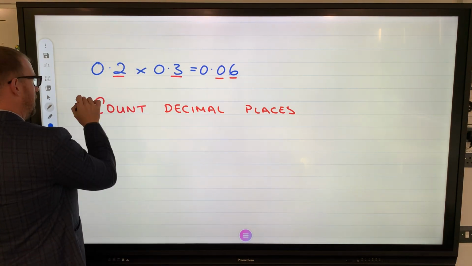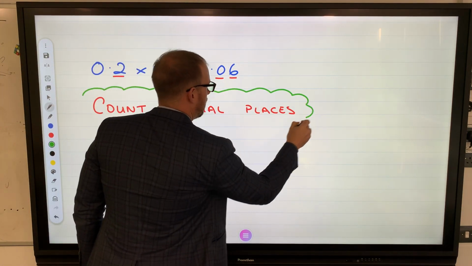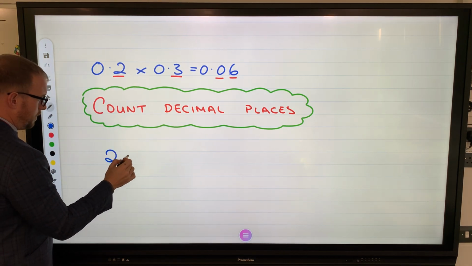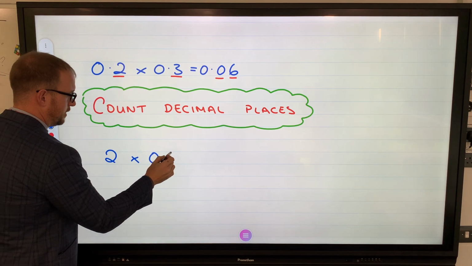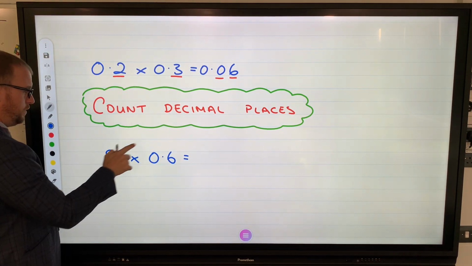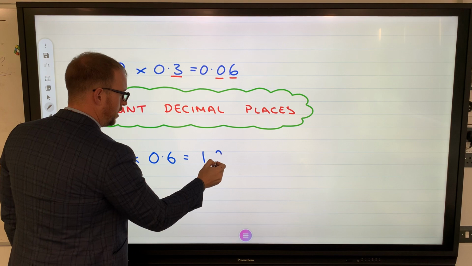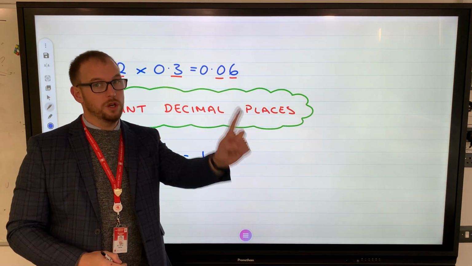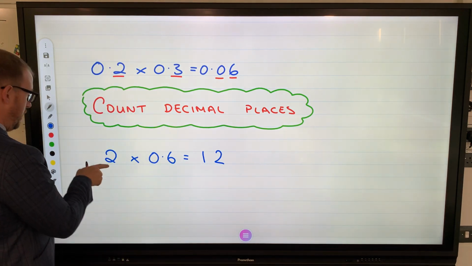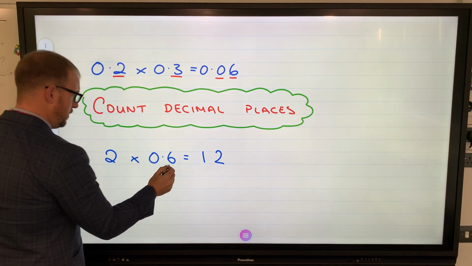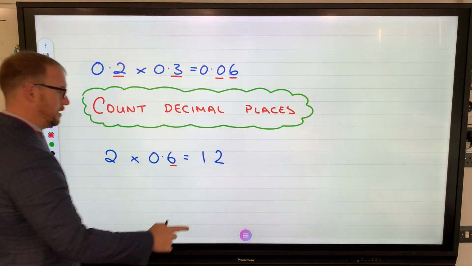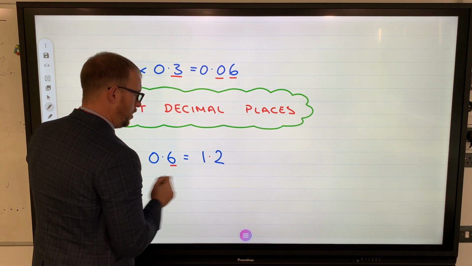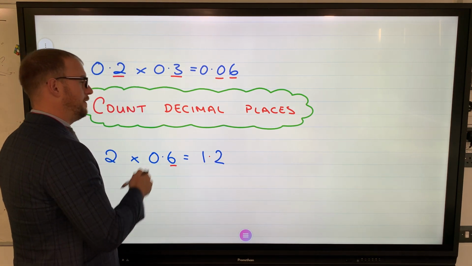And that works every single time. Even if I had 2 times 0.6, 2 times 6 is 12. We know 12 has to be there somewhere, but not just 12, a 1 and a 2 have to be there somewhere. No decimal places here, but I do have 1 there. That means my answer has to have 1 decimal place, which makes the decimal point go in the middle there to have 1.2.